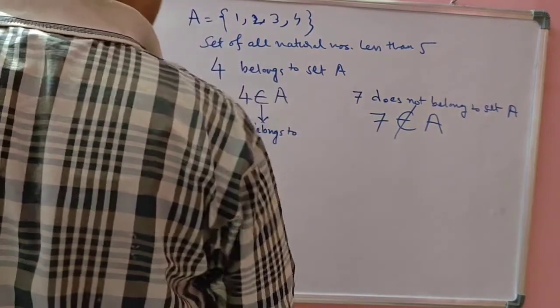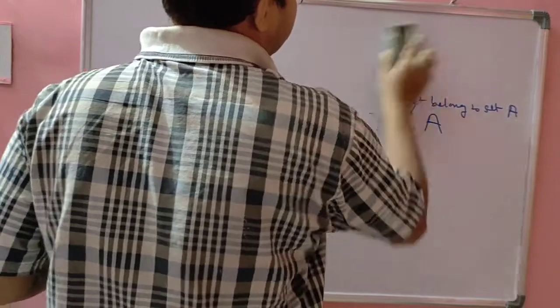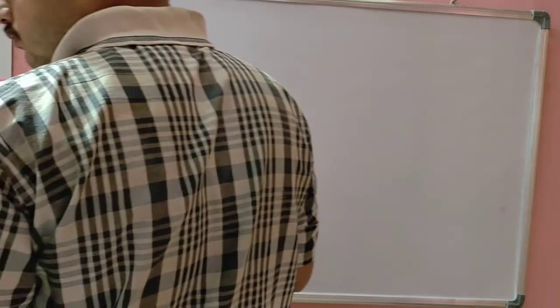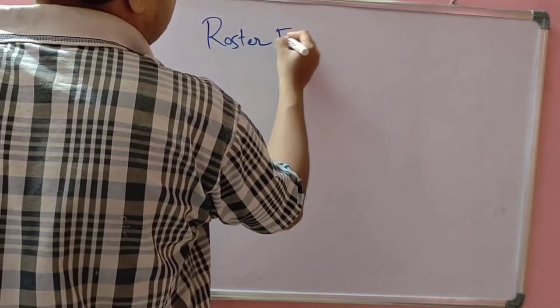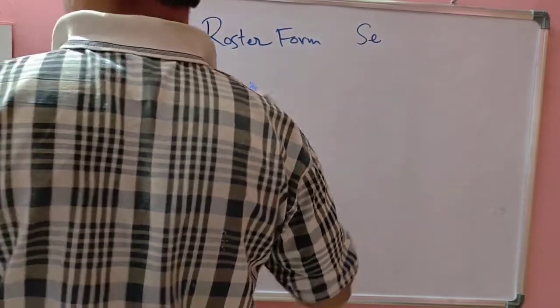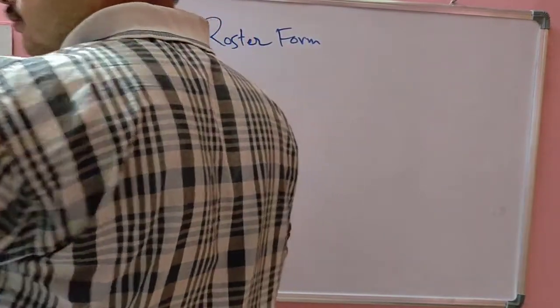Now there are two forms, roster form or tabular form, and there is a set builder form. We will talk about that. So what are the forms? Roster form or tabular form. Tabular form and roster form are the same thing.